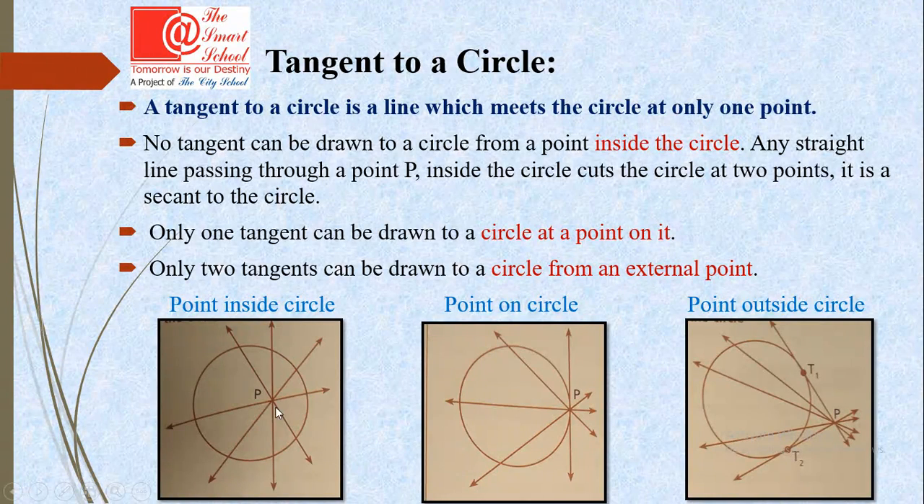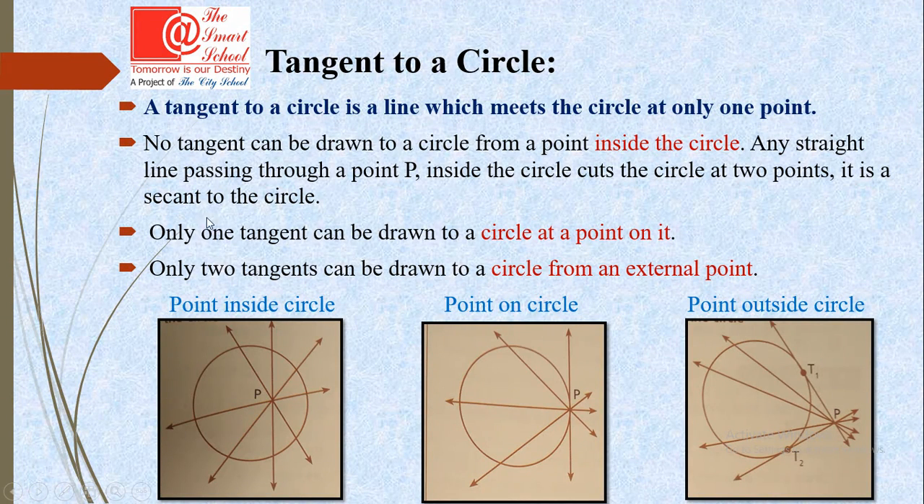As you can see, this is point P inside the circle. When any line crosses this, see this, it is cutting the circle at 2 points. This will also be cutting at 2 points. This line is also cutting at 2. So always when the point is inside the circle, we can't draw a tangent to it.